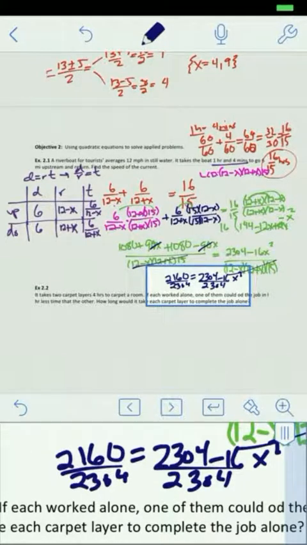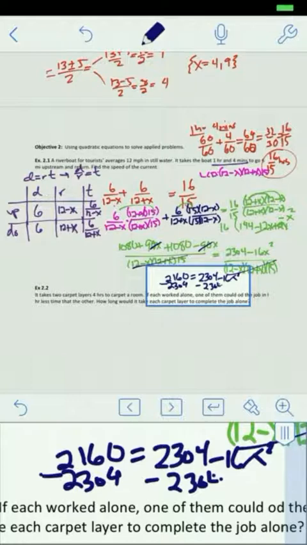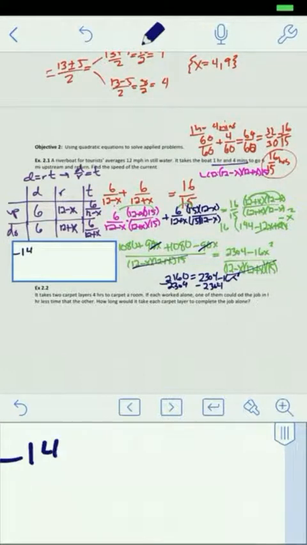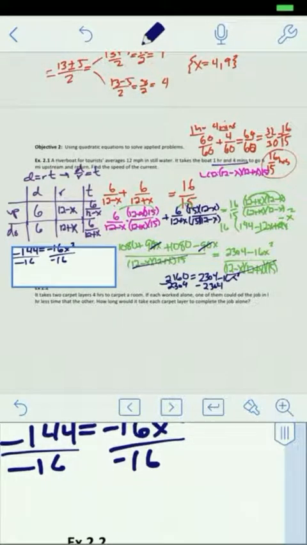So, oops, I'm so sorry. I didn't mean to divide that because I meant to subtract it. Subtract 2304. Subtract 2304 is negative 144. I'm going to sneak up here now. Negative 144 is equal to negative 16x squared. Ooh, this just got so much prettier. Look at how nice. Divide by negative 16. You get 9. Positive 9 is equal to x squared.